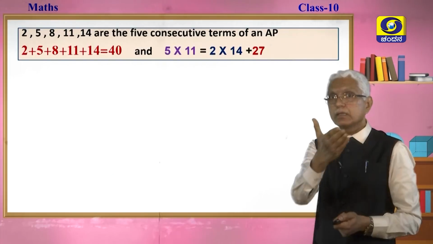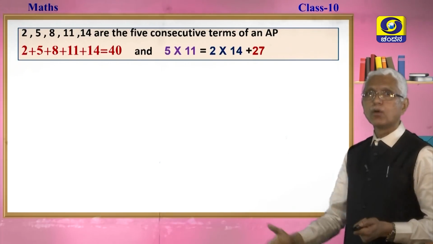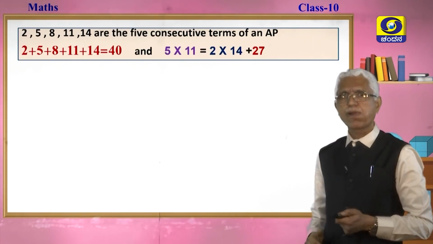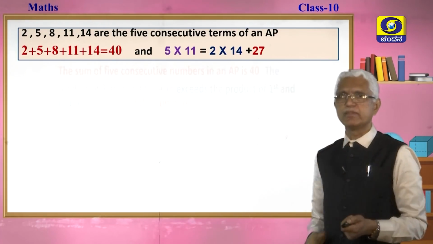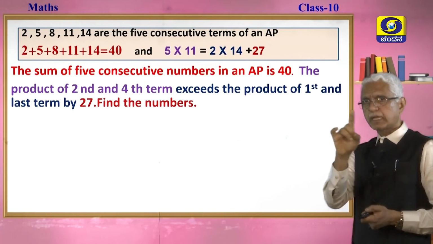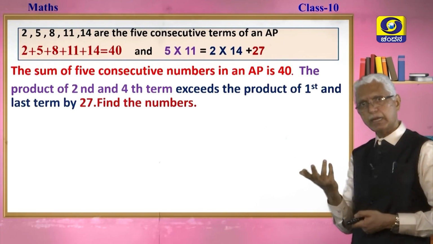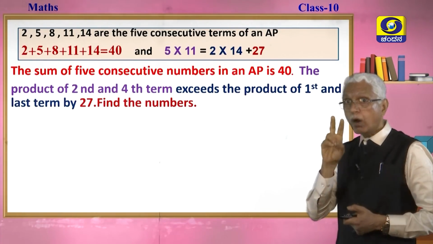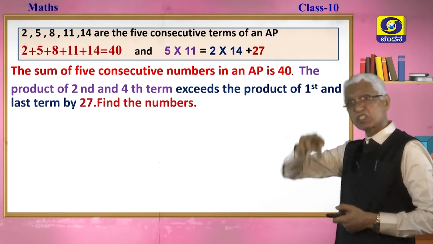That is wonderful. There is another problem, 2, 5, 8, 11, 14 are the 5 consecutive terms of the AP. They are the 5 consecutive terms, correct, and sum of them is 40, and they have given you something else. Construction of the problem we will see. Please read. Okay, now I will go slow. 5 terms are in AP, wonderful. Sum of 5 consecutive terms is 40, correct. 2 plus 5 plus 8 plus 11 plus 14 is 40, excellent. The product of the second and the fourth exceeds the product of the first and the last.